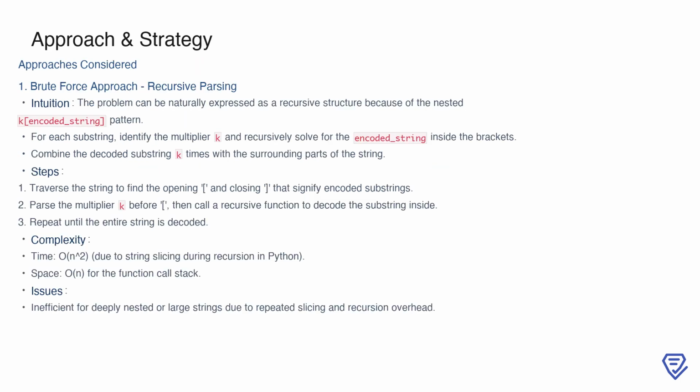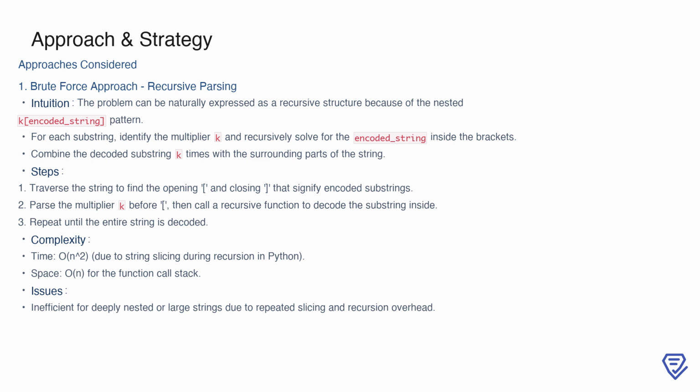To tackle this problem, one approach we can consider is a brute force method using recursive parsing. The key intuition here is that the nested k[encoded_string] structure naturally lends itself to recursion. For each substring, we identify the multiplier k and the encoded section inside the brackets, then recursively decode it. Once decoded, we repeat the substring k times and combine it with the surrounding parts of the string. The process involves traversing the string to locate opening and closing brackets, parsing the multiplier right before the brackets, and calling a recursive function to handle the decoding.